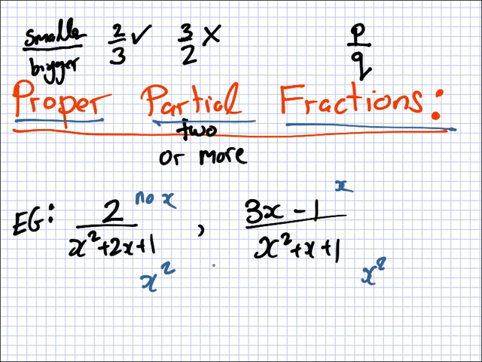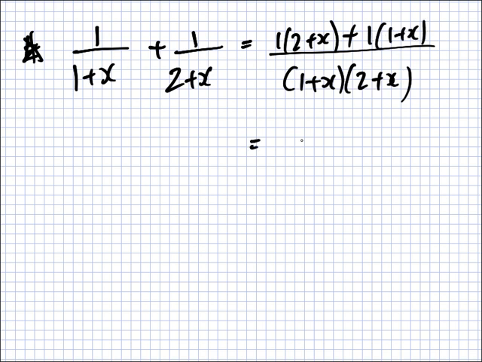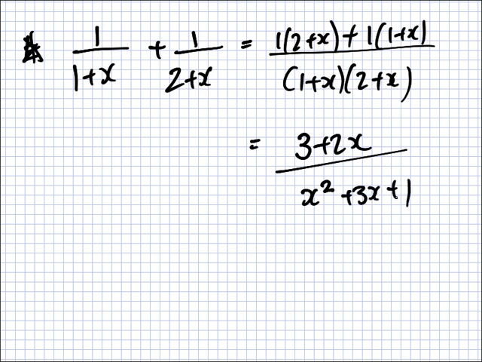So let's have a look at some work here. To begin, to warm up, let's add these two together. So what do we get here? Well, you multiply these. And then it's that times that plus that times that. So on the top we have 3 plus 2x, right? And on the bottom we have x squared plus 3x in total plus 2.